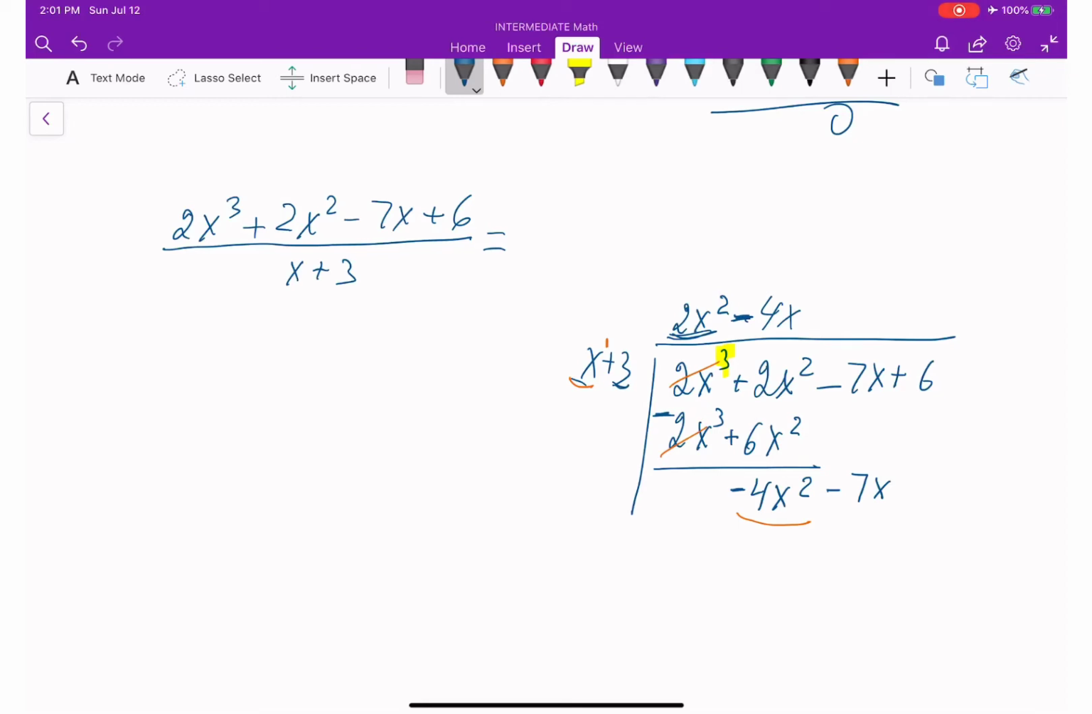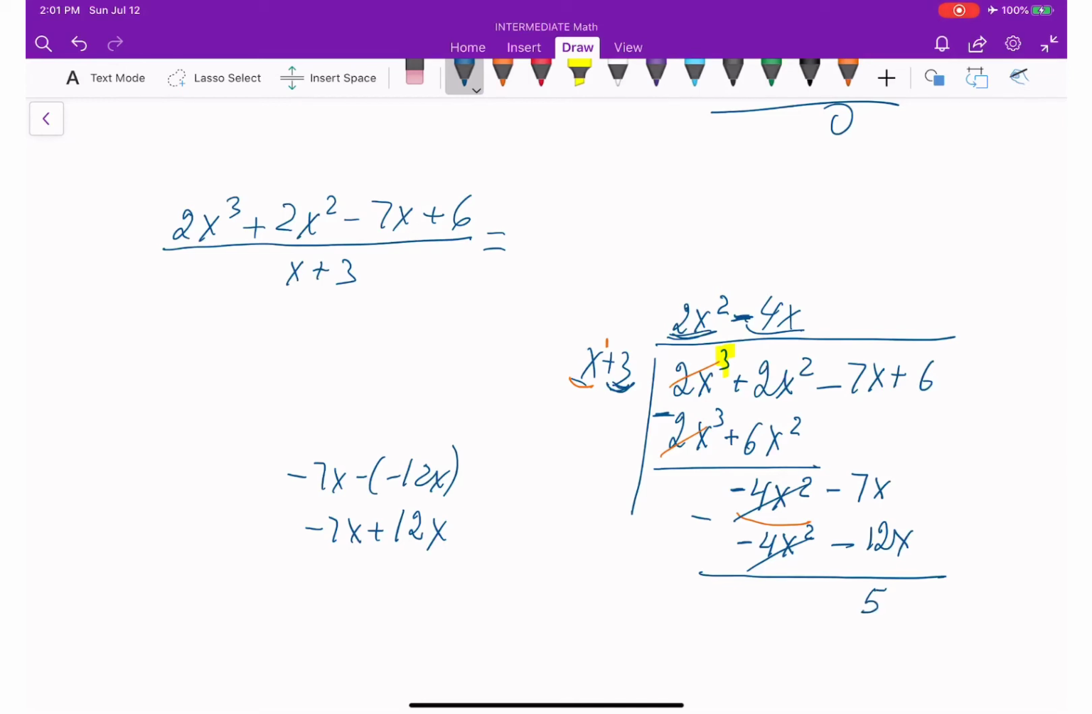So negative 4x times x, it's going to be negative 4x squared. And minus negative 4x times positive 3, it's going to be minus 12x. So as we subtract, this is gone. Now negative 7x minus negative 12x. We get negative 7x plus 12x, and the result will be positive 5x. Bringing down this 6.